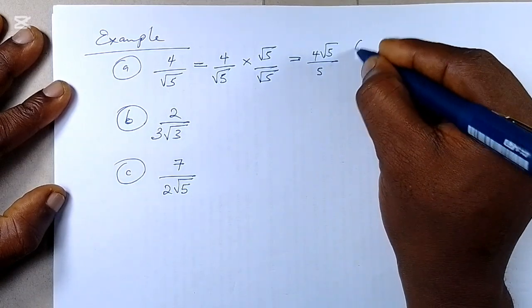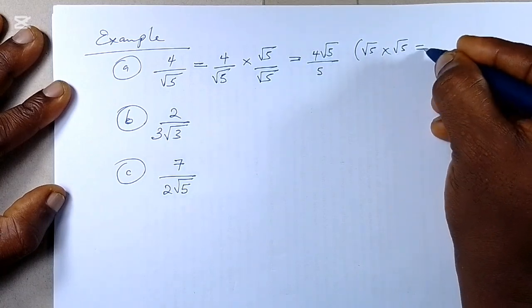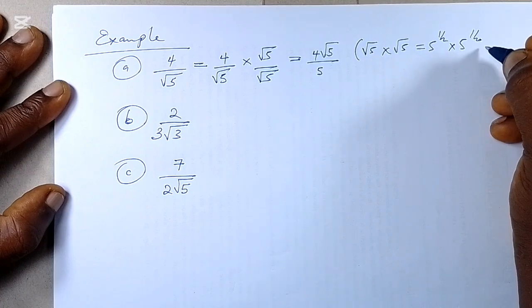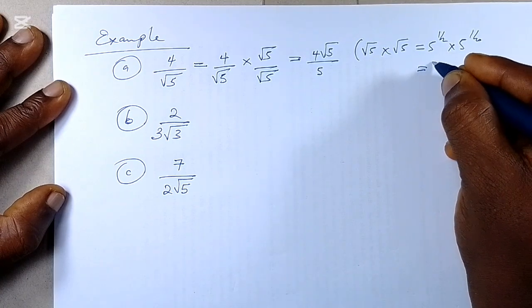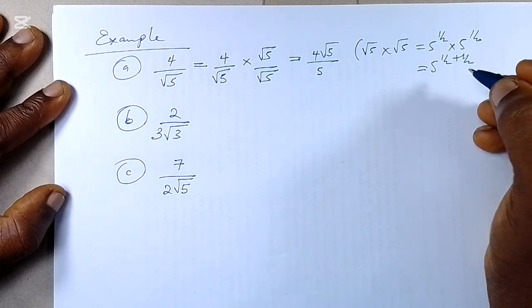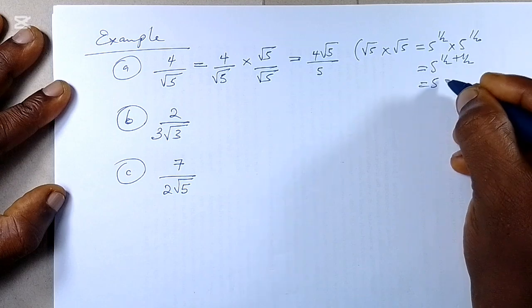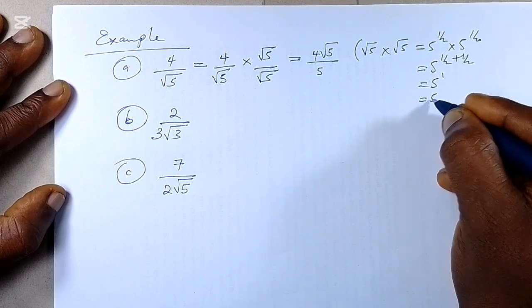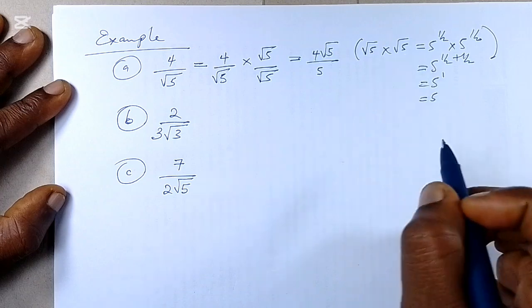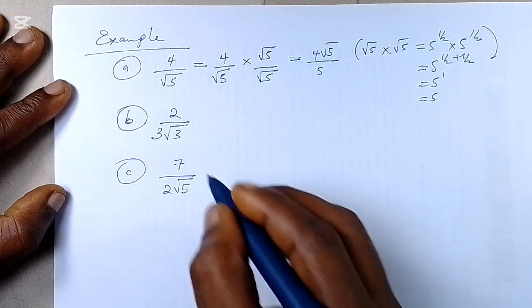And why is that so? Please take note. That is because root 5 times root 5 is the same thing as 5 raised to power half times 5 raised to power half. And 5 raised to power half times 5 raised to power half gives you 5 raised to power half plus half by the addition law of indices. Check my video on indices. Half plus half is 1, and 5 raised to power 1 is 5. So anytime you are asked to multiply the root of a number by the root of that same number, it will give you the number under the root sign. Please take note of that so that we don't have to repeat ourselves.